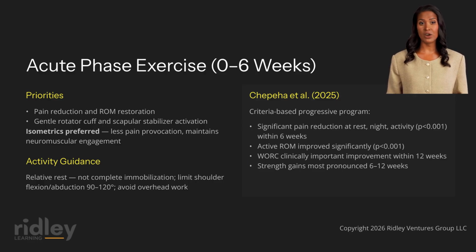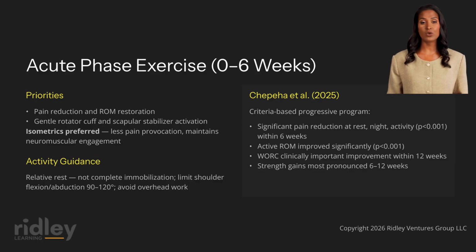Exercise intensity and volume should be titrated based on patient tolerance, with frequent reassessment and modification as symptoms evolve. The guideline advises relative rest rather than complete immobilization, encouraging patients to keep using the affected arm within pain limits to prevent stiffness and deconditioning. For workers in the acute phase, clinical practice guidelines recommend limiting shoulder flexion and abduction between 90 and 120 degrees, avoiding overhead work, and restricting biomechanically demanding tasks based on pain tolerance.